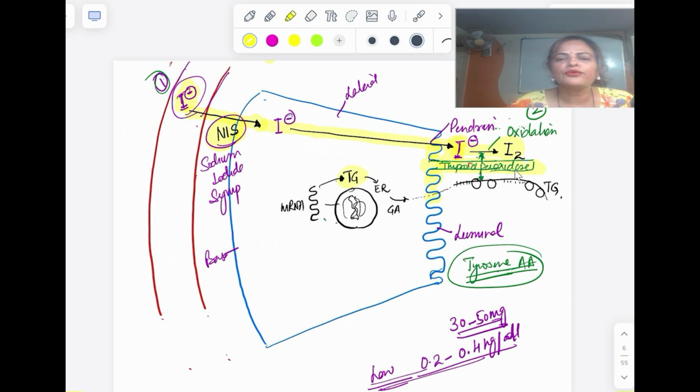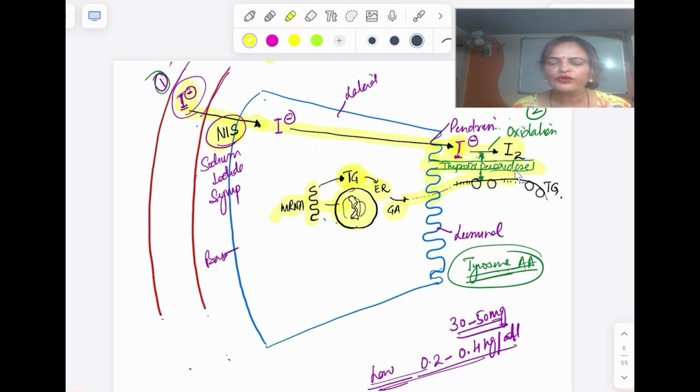And from where will this thyroglobulin come? It is again synthesized by the follicular cell. So in this follicular cell, this is the nucleus. From the nucleus the message is transcribed in the form of messenger RNA, and thyroglobulin is synthesized, processed further in the endoplasmic reticulum, then packed into the Golgi apparatus. This thyroglobulin will be present on the luminal side in the form of colloid. In the bigger picture, that pink color is the colloid. What is a colloid? It is thyroglobulin.